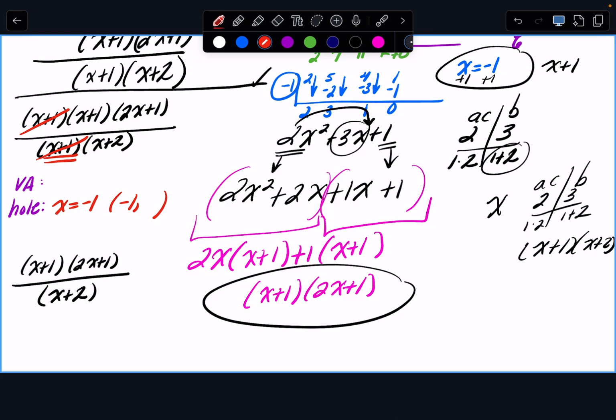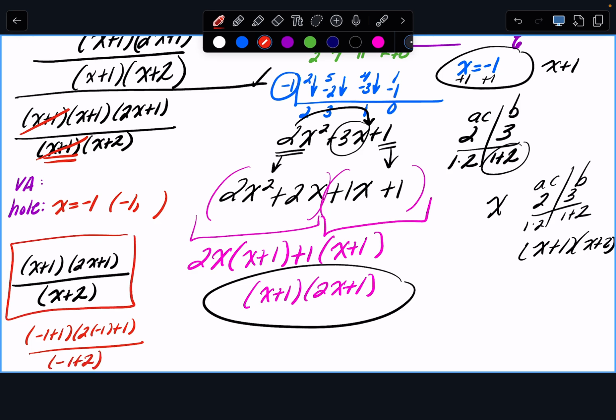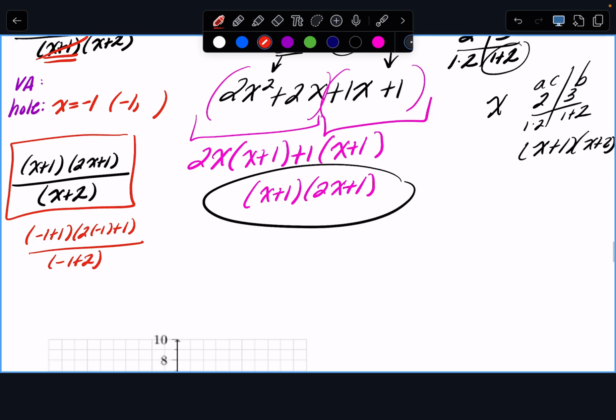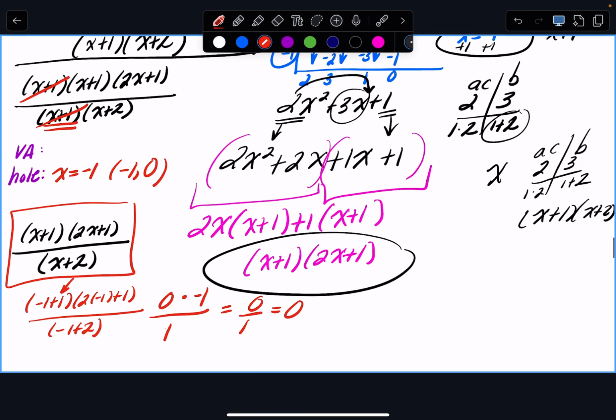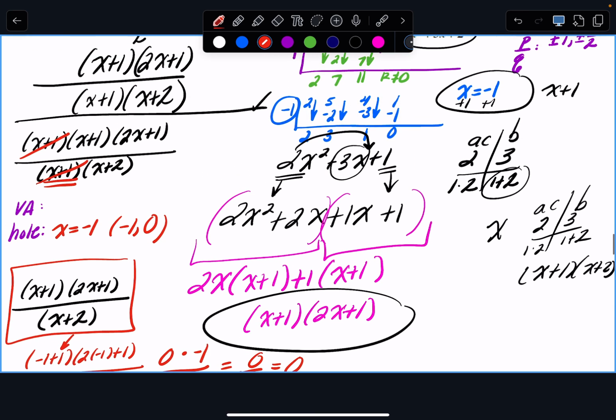So now we're going to plug in -1. So that would be -1 plus 1 times 2 times -1 plus 1 divided by -1 plus 2. See, I'm plugging -1 into the new function. That would just be 0, because it's 0 times -1 divided by 1, which is 0 on top, okay, everybody? So 0 divided by 1 is 0. So -1, 0 is a hole.